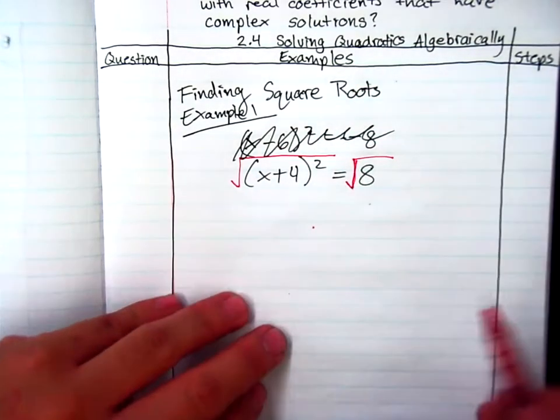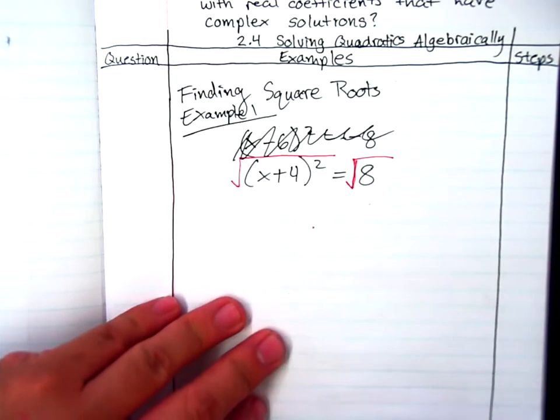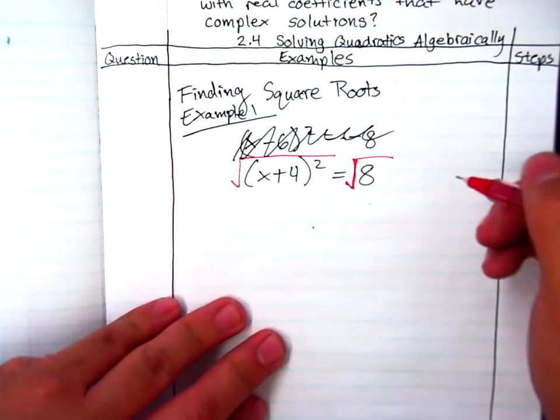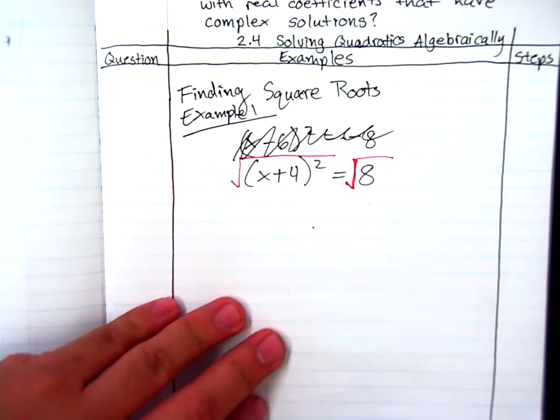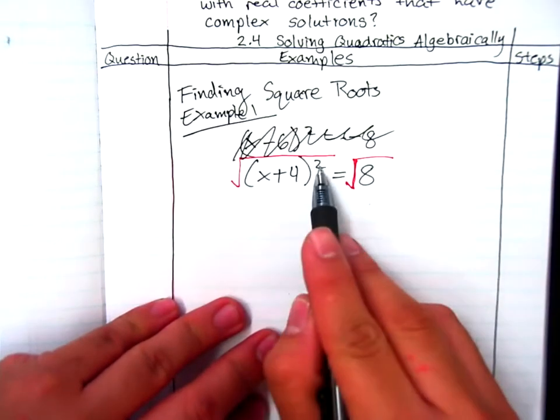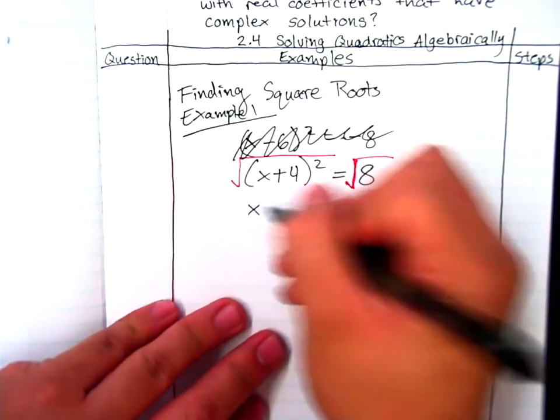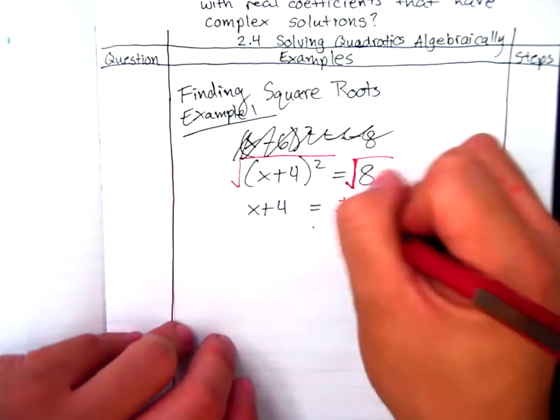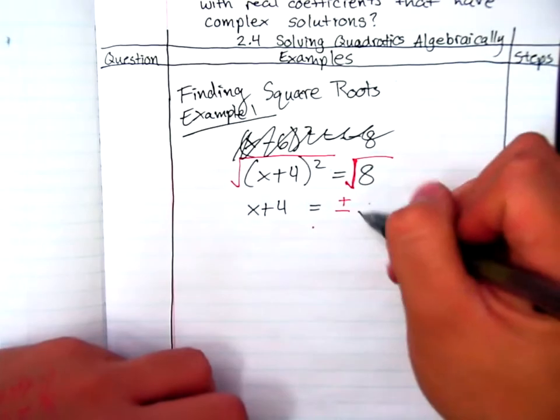Now one thing you have to remember is that if you take the square root by yourself, like actually manually take the square root like this, you end up with 2 answers, positive and negative. The nice thing here is that the square root and the square just cancel each other out. So we get x plus 4 equals plus or minus the square root of 8.